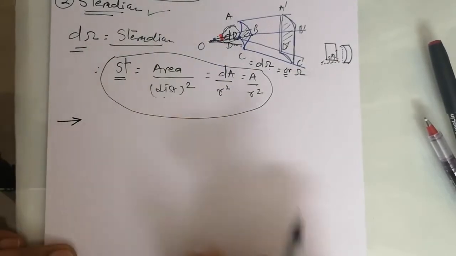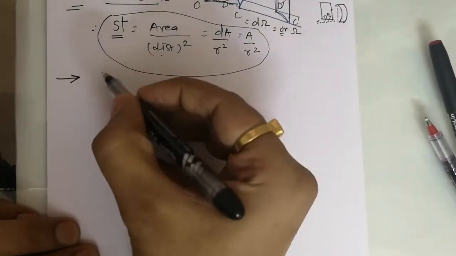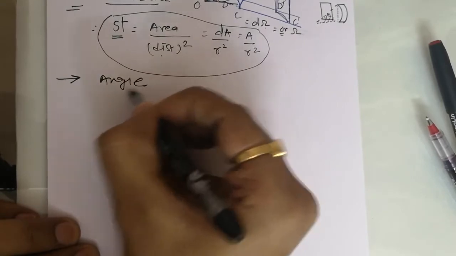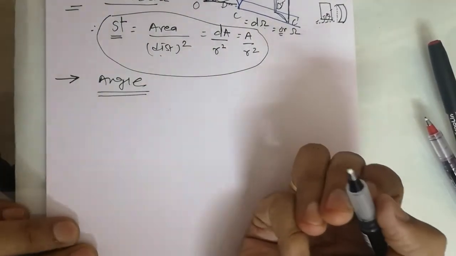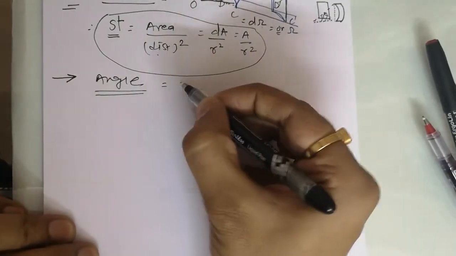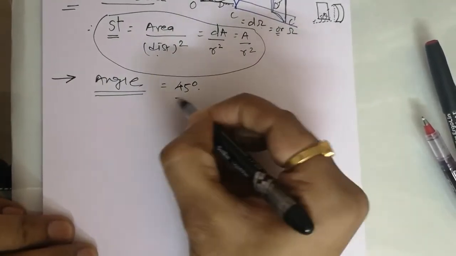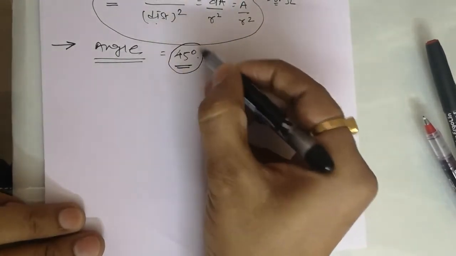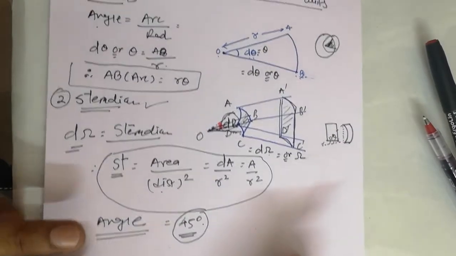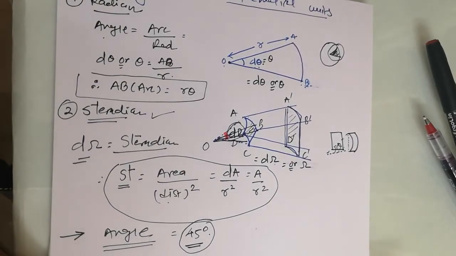One more important point: basically we are habituated to find whatever curvature part in terms of angle. Let's say I have 45 degrees. Now, whenever you are using radian or steradian, there is another convenient method to convert it in terms of a radian.